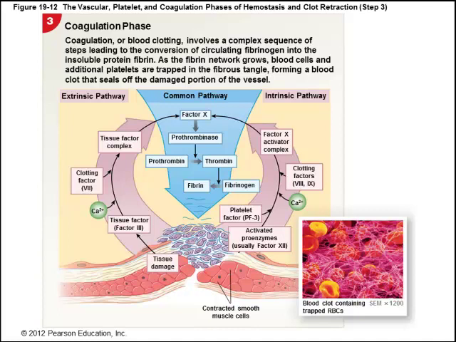But another thing I want you to notice is that there are more steps in the intrinsic pathway than there are in the extrinsic pathway. And you remember what I said about it being a cascade. The more steps there are, the more magnified the final response will be. So you get a stronger, bigger, faster clot forming in the vessel than you do around the vessel, and that should make sense.